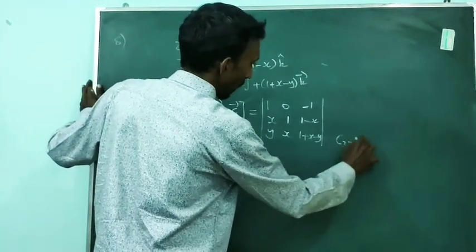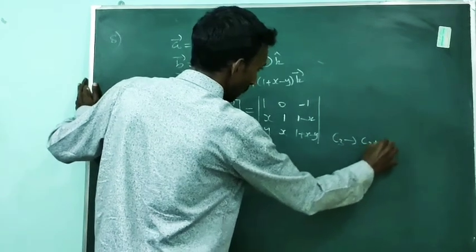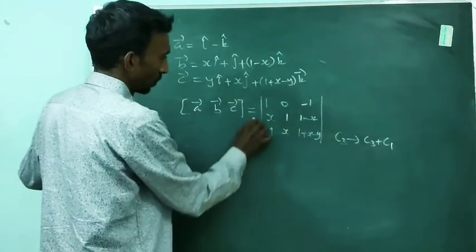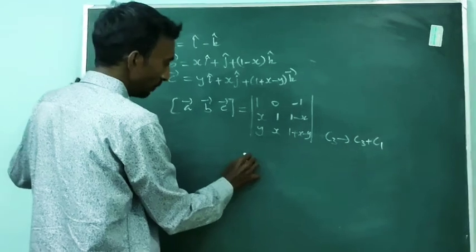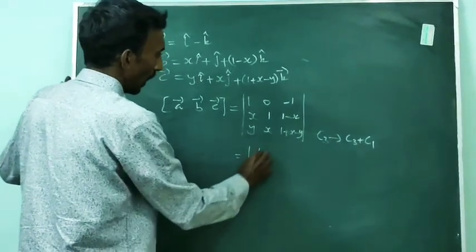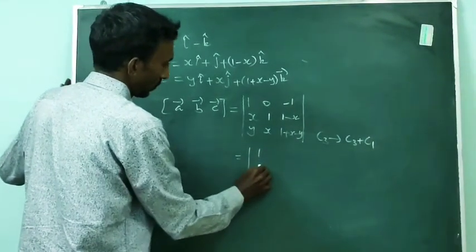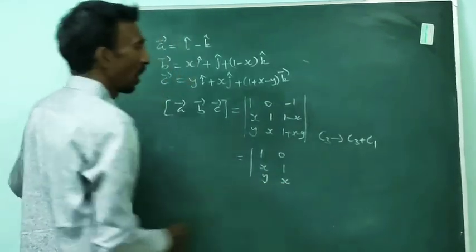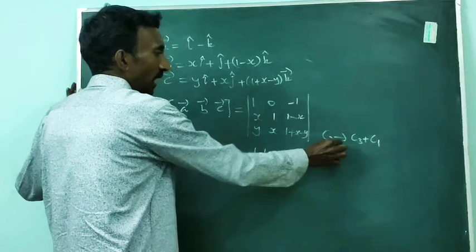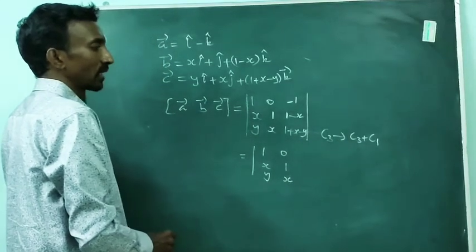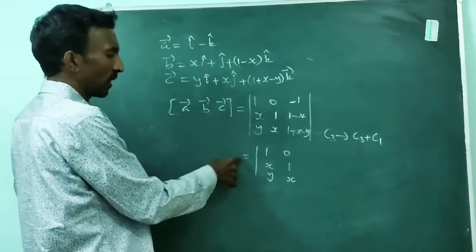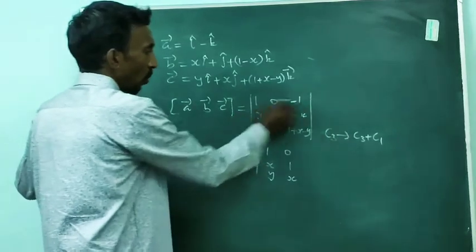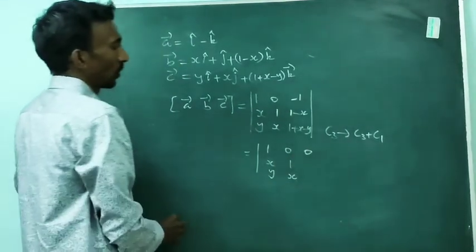Okay, C3 implies C3 plus C1. So it becomes 1, no change in the first column, no change in the second column, only change in the third column. C3 implies C3, here we have to put the equivalent symbol, anyway we are putting equal. So 1 minus 1, 0.